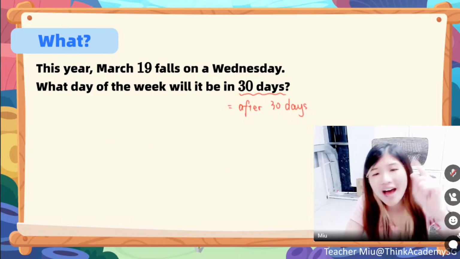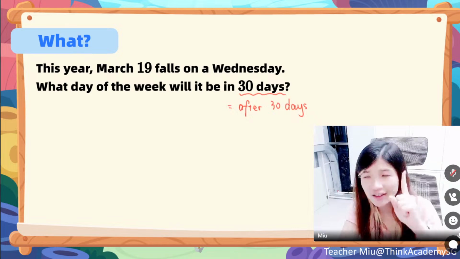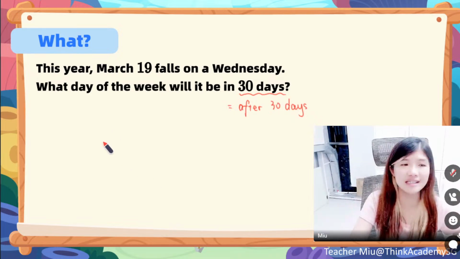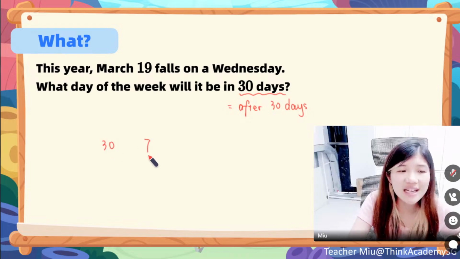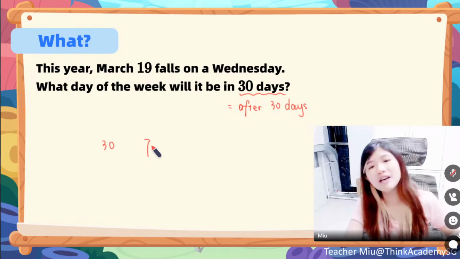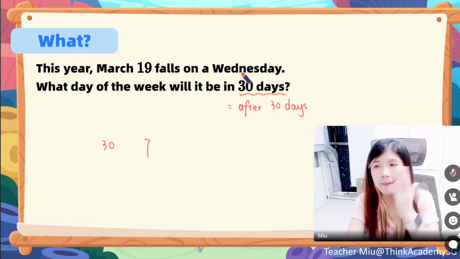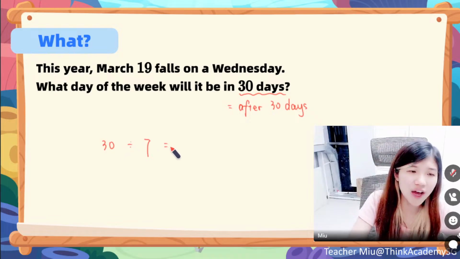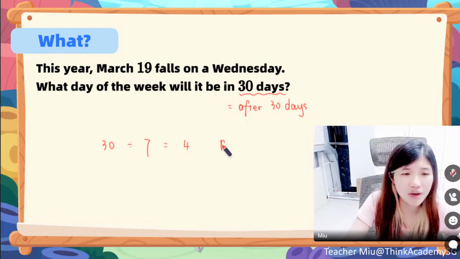After 1 day, it will be Thursday. After 2 days, it will be Friday, right? So after 30 days, let's try. Since there are 7 days in a week, after 7 days you will go all the way back to Wednesday, right? So you divide it by 7 to find out there are 4 groups, but 2 remain.